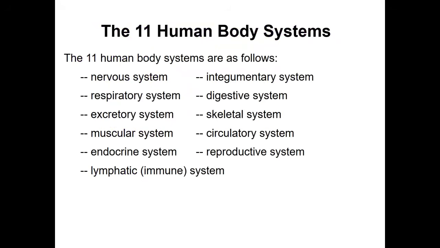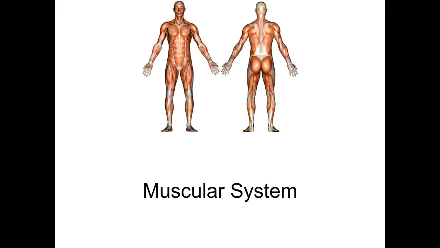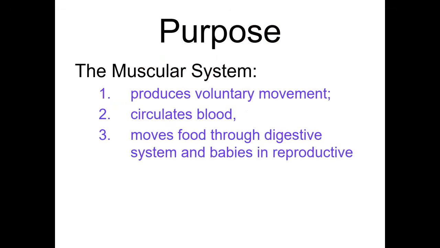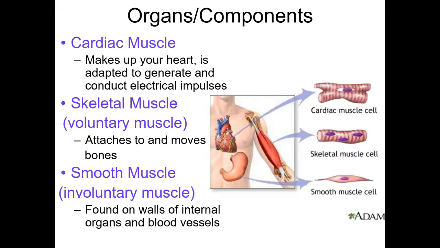So we're going to go over the 11 human body systems. First is the muscular system. That's all your muscles. So it produces voluntary movement. That's movement you can control, helps to circulate blood, moves food through your digestive system, and moves babies in the reproductive system. The different organs, there's 3 different types of muscle.